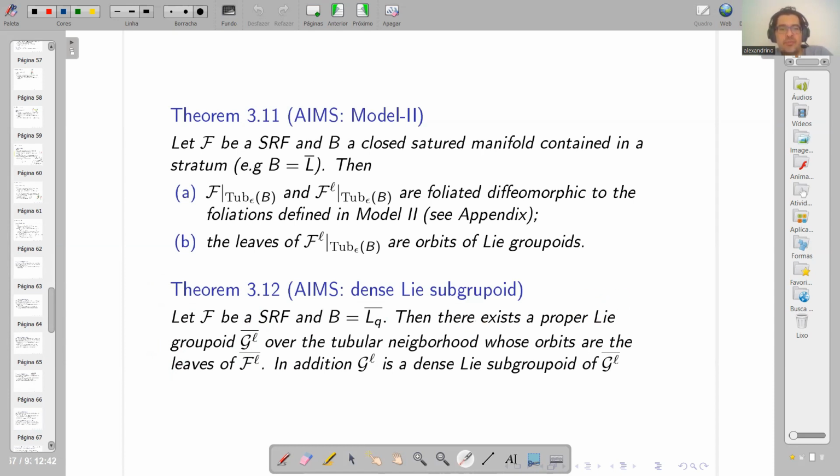So there is a proper Lie groupoid over a tubular neighborhood whose orbits are the leaves of this guy. This guy is dense in the subgroupoid. Why are we interested in doing such kinds of things? This was behind this old conjecture that I told you about last time. There was the so-called Molino conjecture proved by Radeski and me.